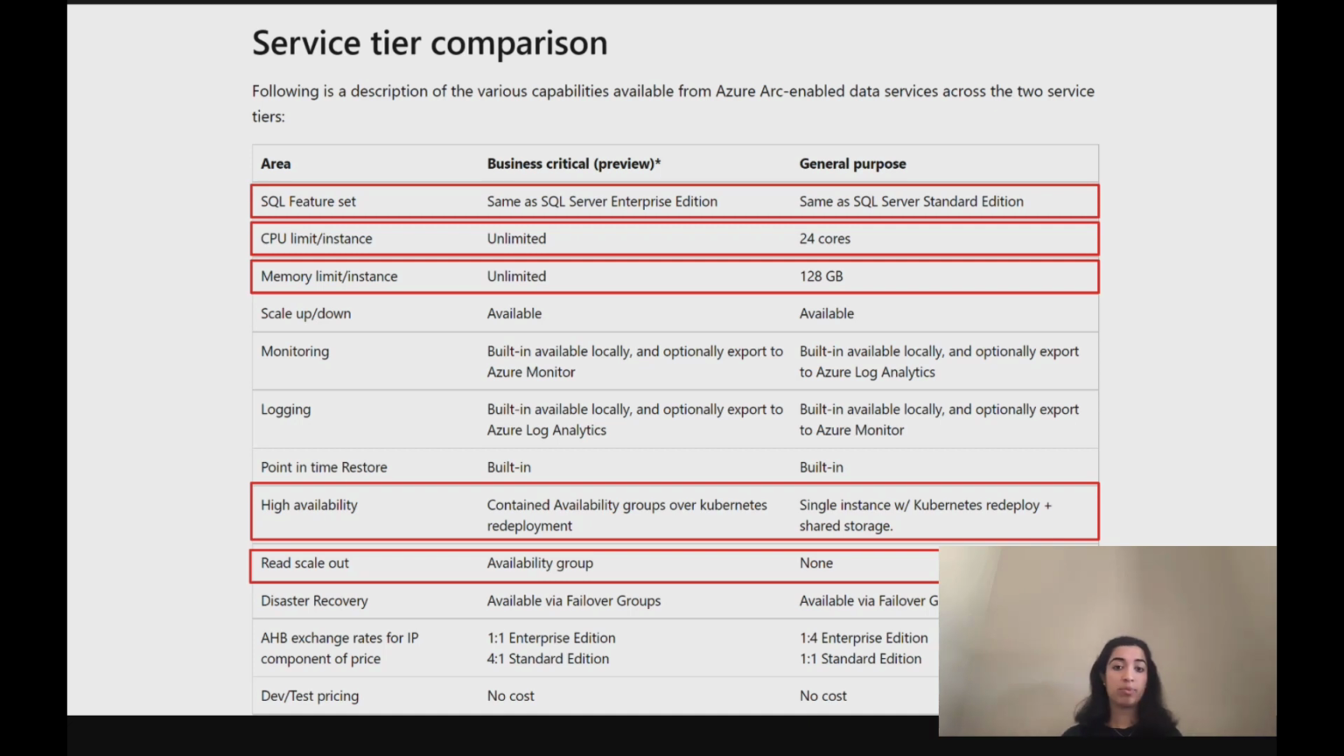Now, another thing to point out is that for business critical, there are no limits. Additionally, if you want to go in, say, to the Azure portal, or you want to quickly test and run some of these things as a customer, we do have dev test pricing at no cost if you want to quickly deploy and see how all of this gets up and running.